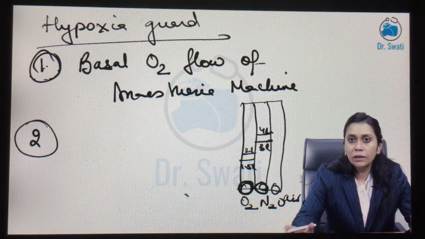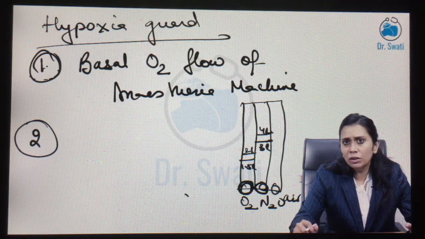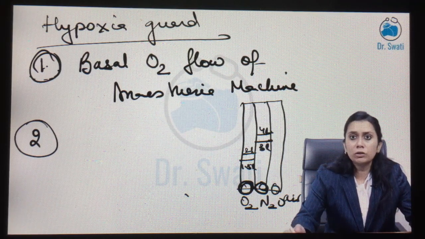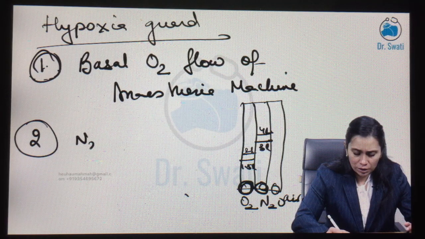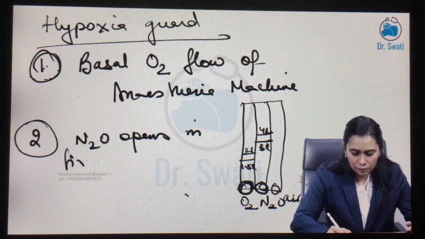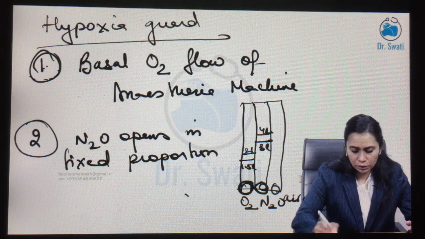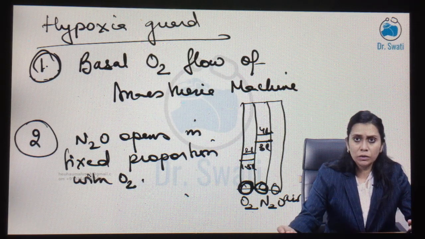Nitrous oxide never opens alone. It opens in a fixed proportion with oxygen, right? So even if I just turn on the nitrous oxide flow control valve by mistake, a minimum oxygen will also go to the patient. So nitrous oxide opens in a fixed proportion with oxygen.